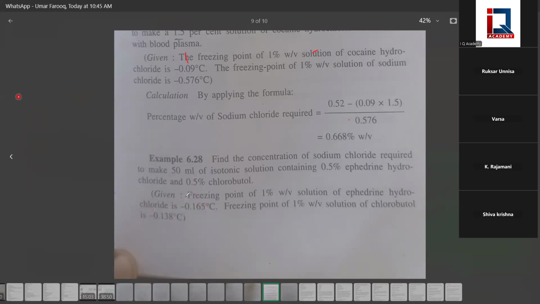So what I am doing is taking 0.165 and multiplying it with 0.5. Then I am multiplying 0.138 into 0.5. Then I add the two values and get the A value. So I add this A value here: 0.52 minus this A value, which I got by adding the freezing point of chlorobutanol and the freezing point of ephedrine hydrochloride after depreciation. Then I add the B value, that is the freezing point of sodium chloride.